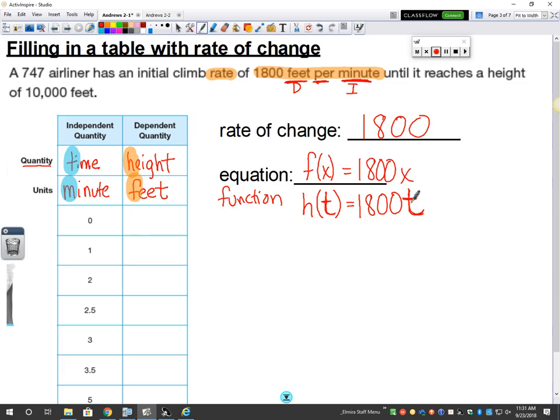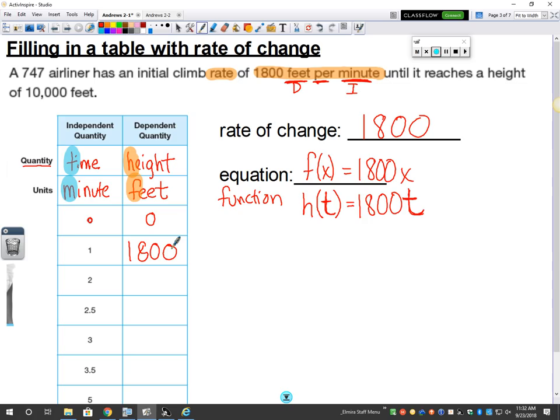So then we have this chart to fill in. Now if we think about an airplane sitting on the ground, how high is the plane at time 0 when the plane has not taken off yet? Well, it's not any height. There's no height at all. It's 0. No feet off the ground. It's saying it's going to go up by 1,800 feet per minute. So if 1 minute goes by, that's 1,800 feet.